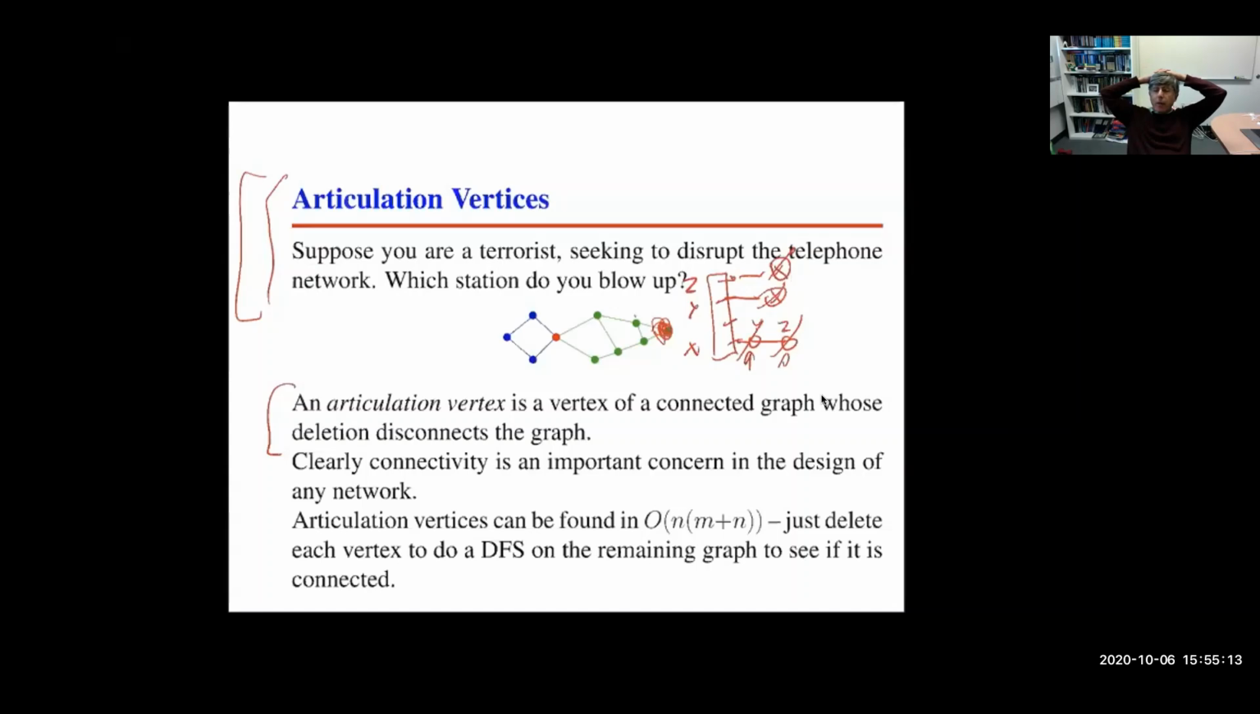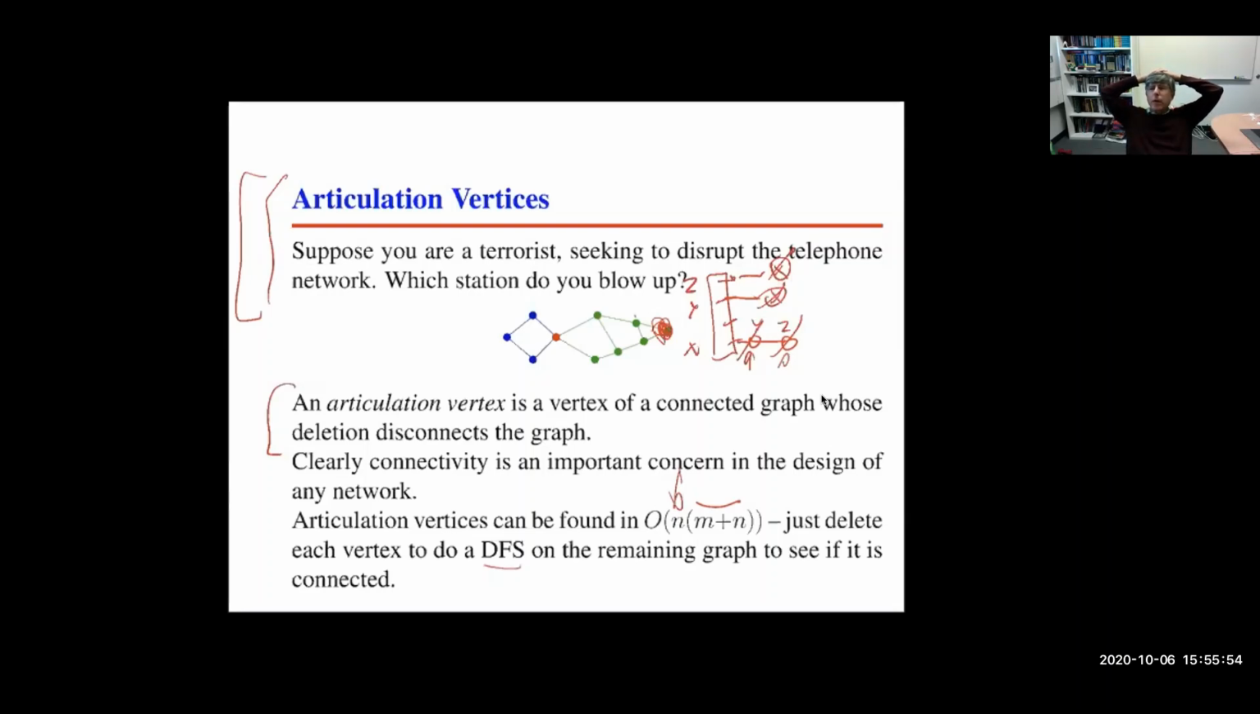Otherwise, I will add that vertex back to the graph and then do another deletion of a vertex and a breadth first search. My claim is that if I did n rounds of deleting a vertex and doing a BFS or a DFS, this will test every vertex for whether it is an articulation vertex. And in about n times m plus n time, I would find all the articulation vertices of the graph. How many people are with me on that?